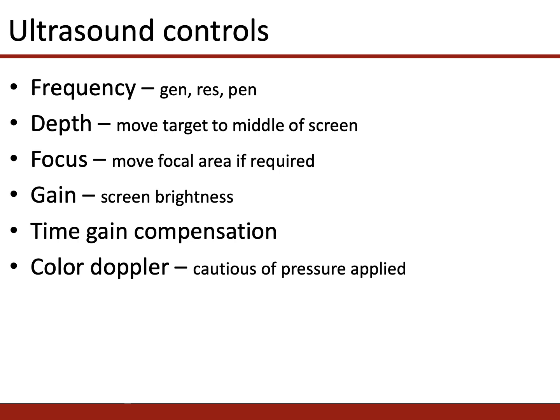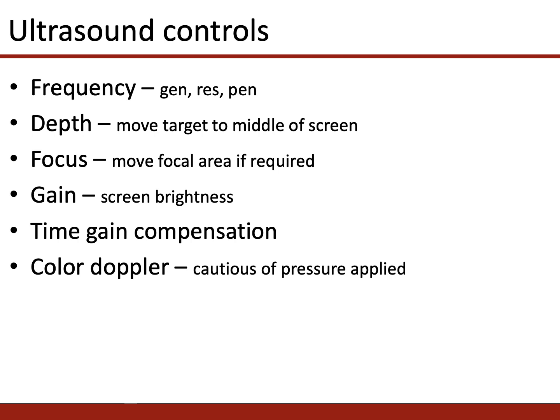If you want to increase the brightness of parts of the screen, for example, you want to increase the brightness of the deeper areas of the image, then you would increase the gain of just some of the image, and that is called time gain compensation. So again, it's screen brightness, but it's not the whole image, it's part of the image.